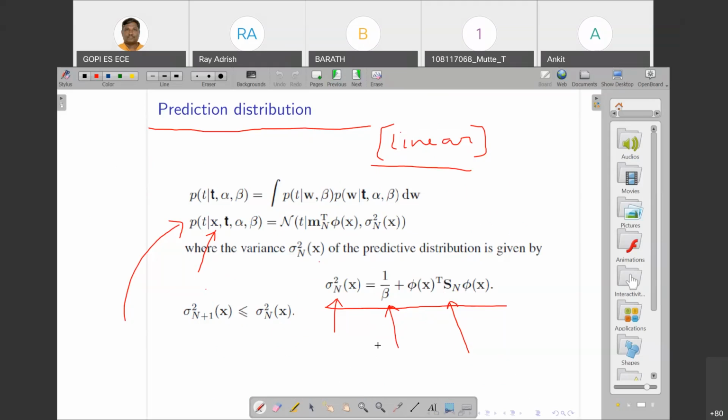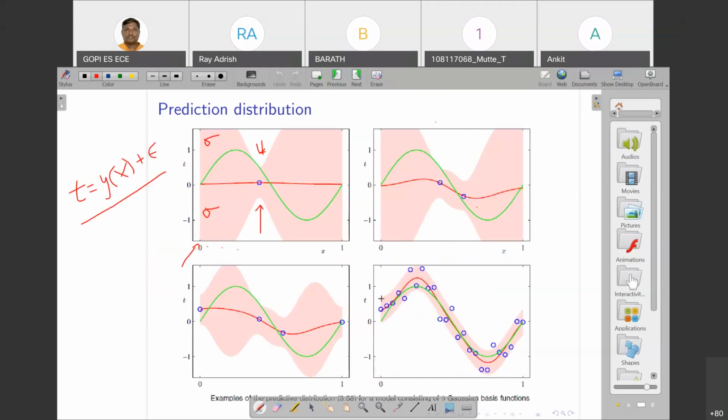As the number of data keeps on increasing, this variance keeps on decreasing. That is what this figure is showing. As you see here, the shade is decreasing. That means the variance of the predictive distribution keeps on decreasing as the number of data keeps on increasing.